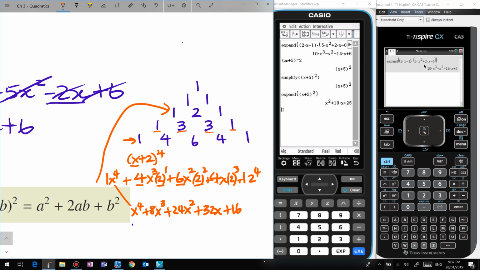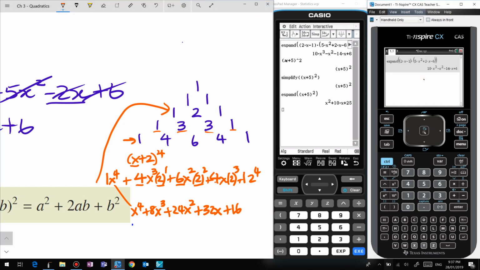Now if we chose to expand that, I'll do it on this calculator, menu 3, 3, and then I put in x plus 2 to the power of 4, and we get x to the 4 plus 8x cubed plus 24x squared plus 32x plus 16.